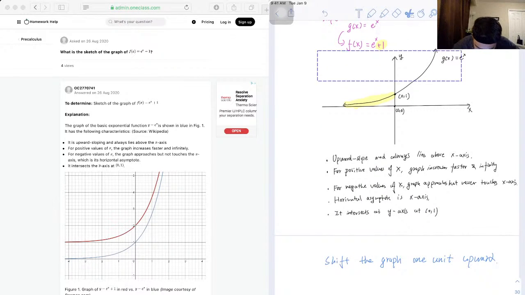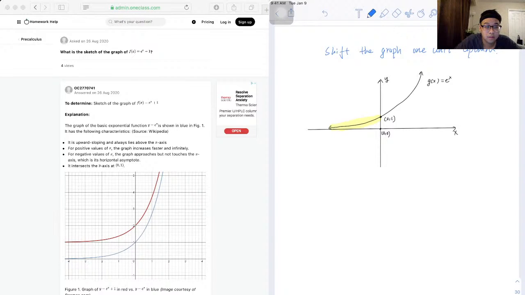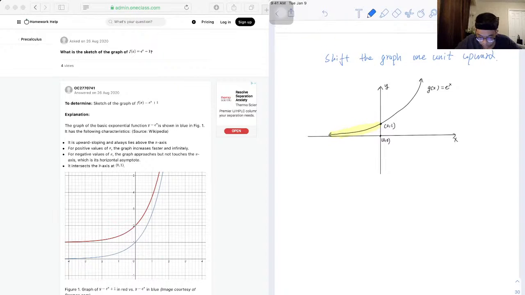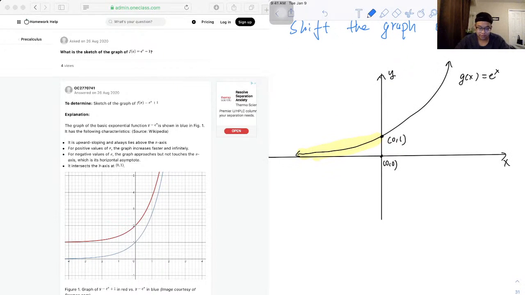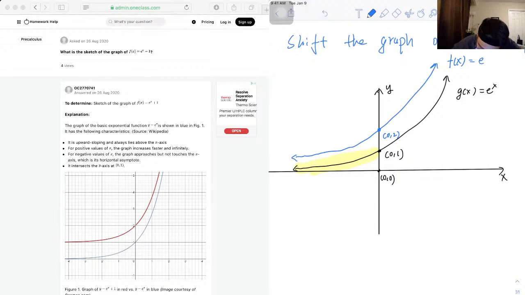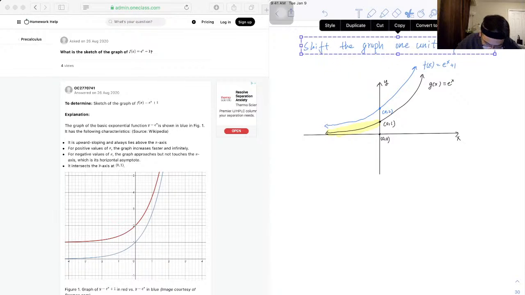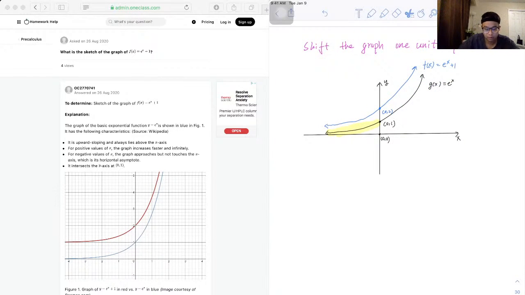Right. So let's copy down the graph we have above. So this should be, because we're moving 1 unit upward, the original y-intercept (0, 1) becomes (0, 2). So let's use blue. So from (0, 1) to (0, 2), and it should look something like this. So that's f(x) = e^x + 1.